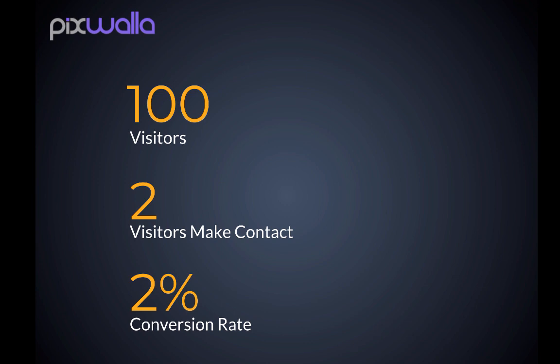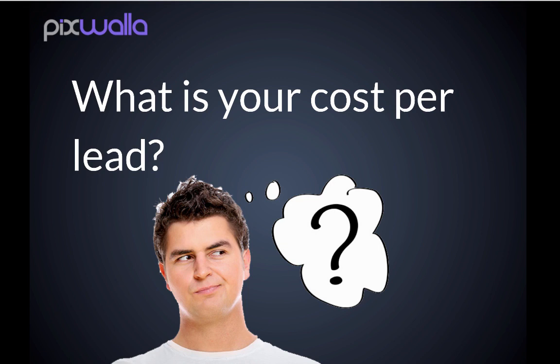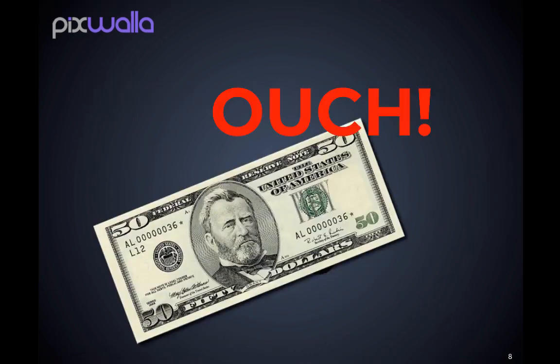Now, if they were advertising on Google and paying $1 per visitor to come to that website, and they had those same 100 visitors with the 2% conversion rate, they're literally paying $1 for every visitor that goes to their website. My question to you is, what is their cost per lead? Now, keep in mind, they spent $100 and they got 2 leads. If you're following me, you're right.